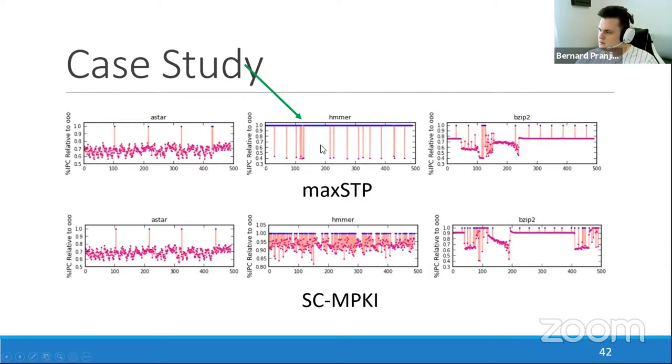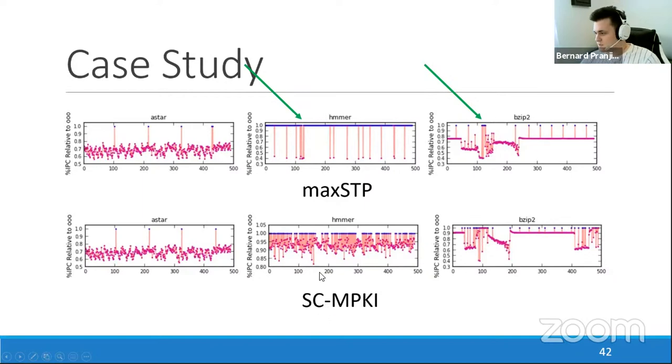And it's basically all the time except at this mark of about 130 million cycles. And this is where it is contested by BZIP2. BZIP2 is just a compression benchmark. And on the maximum system throughput arbitrator, it is starved of out of order time. Basically, because the HMMER benchmark is taken every time.